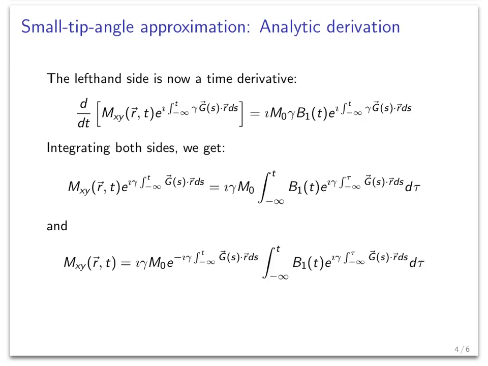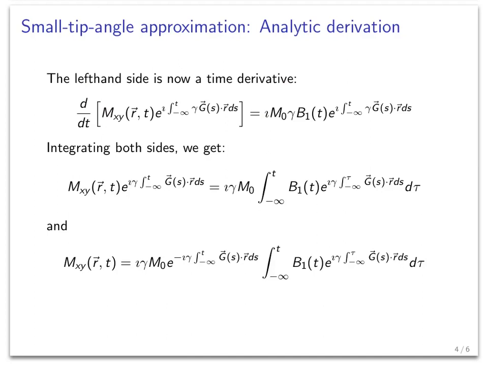So now it turns out that the left hand side is a time derivative that we can write this way, right? If you take the derivative of this quantity with respect to time, you would apply the chain rule, and so you'd get d/dt of Mxy times this guy left alone plus Mxy left alone times the derivative of this guy, and that would pull out the gamma Gs dot r. Right, so we can combine those two terms on the left hand side as a single time derivative. Right, and so then that guy is equal to this.